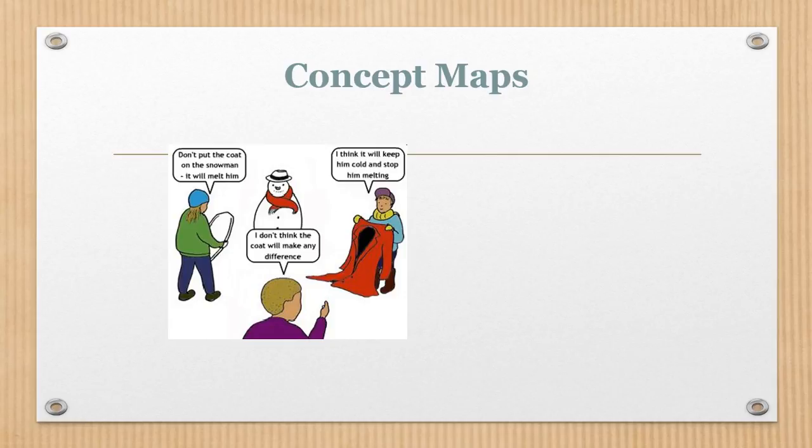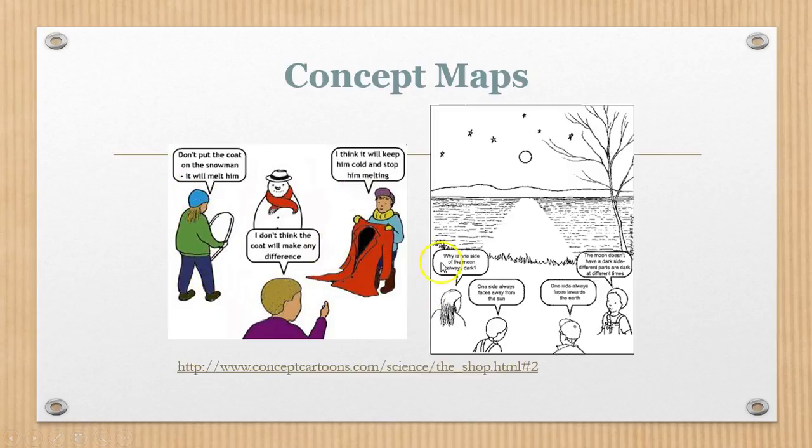Another one is concept maps. It's some of the same premises. You're gauging what the students know, what if they have any misconceptions. And these are cartoons with 3 children saying something, or in this one there's 4, in which they're making a comment about some kind of phenomena. So here it is with the snowman. Don't put the coat on the snowman, it will melt him. I don't think the coat will make any difference. And here the third one is saying, I think it'll keep him cold and stop him melting.